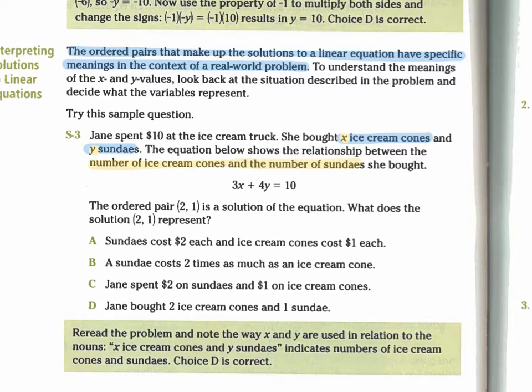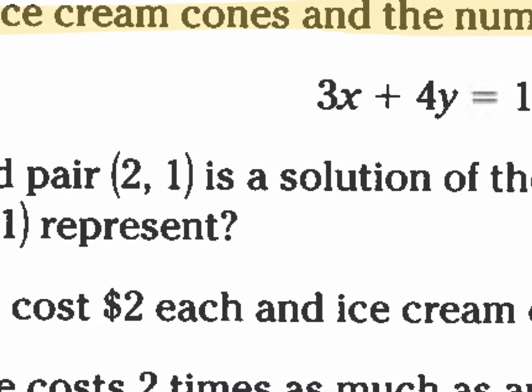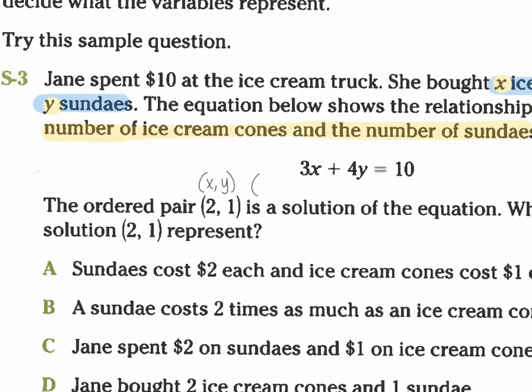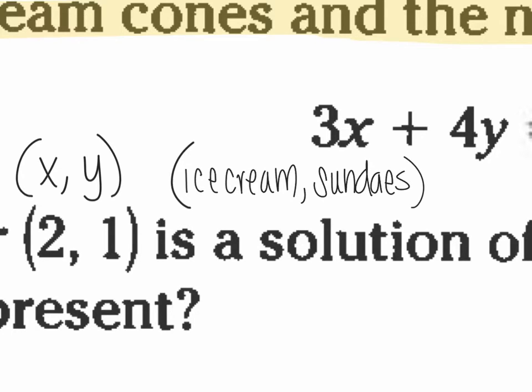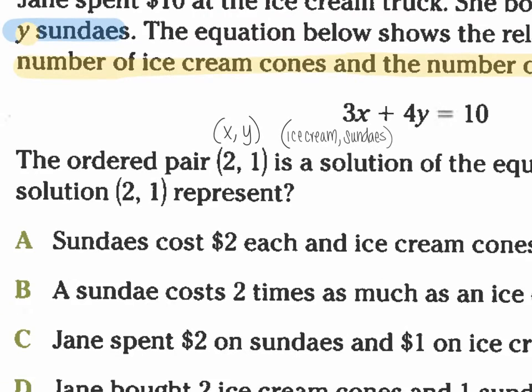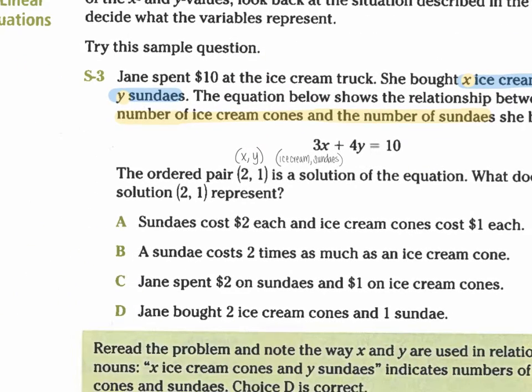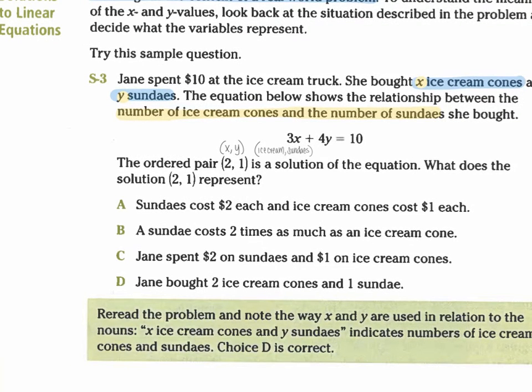So when we have this ordered pair, we know that an ordered pair is normally x comma y. So in this situation, since x stood for ice cream cones, our ordered pair stands for ice cream cones, and the y stands for sundaes. So the ordered pair 2, 1 is a solution. What does the solution represent? This would mean 2 ice cream cones and 1 sundae.